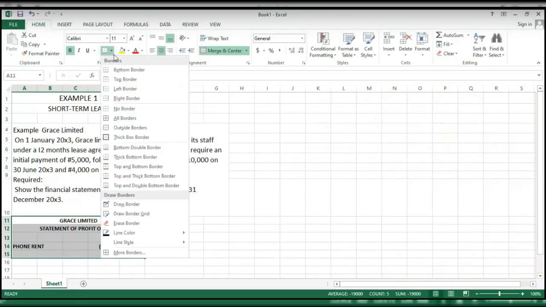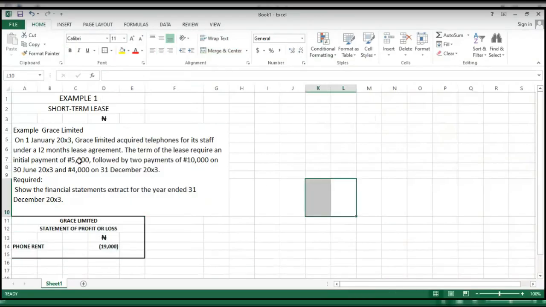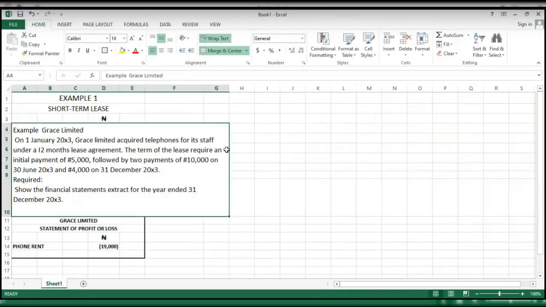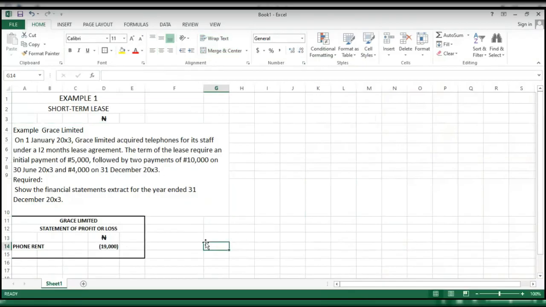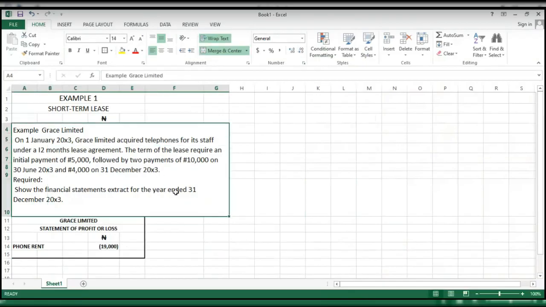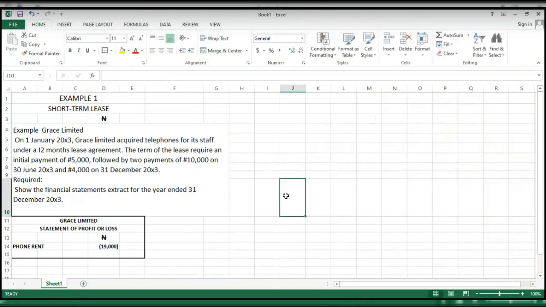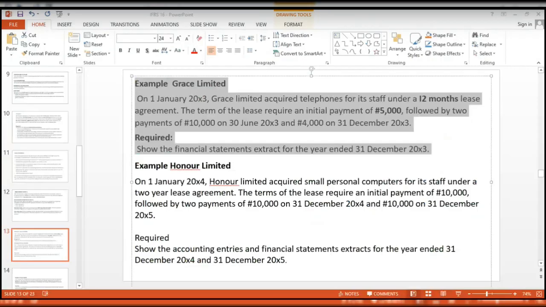The entire money will be expensed because it's paid within the same 1 year. He paid the first one initially on 1st January. He paid another one on 30th June and paid the final one in December. Everything is paid within 1 year, and we are preparing the financial statement for the year ended. So that is it. Let's go to the next example for us to know exactly the path we are treading.